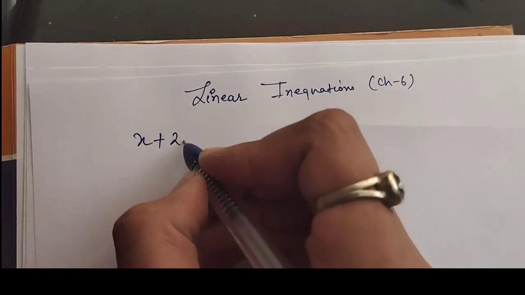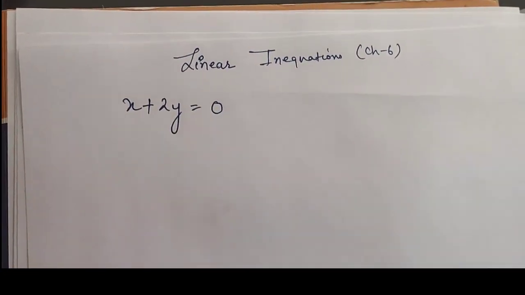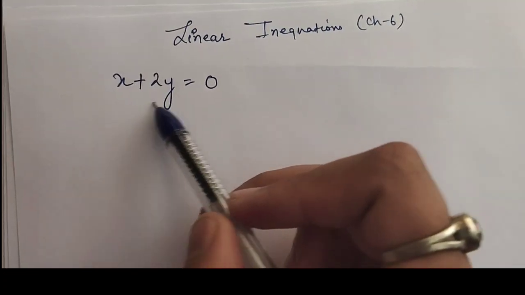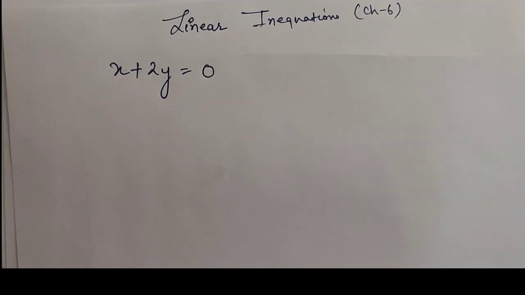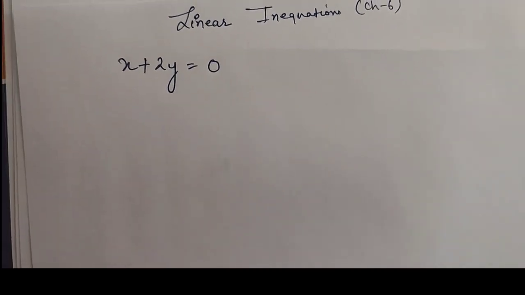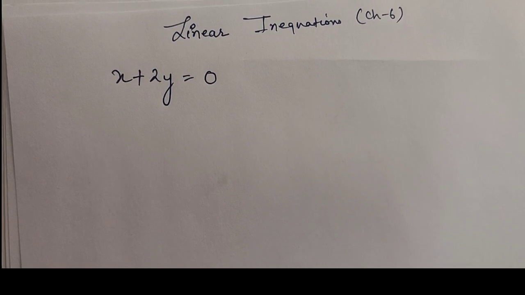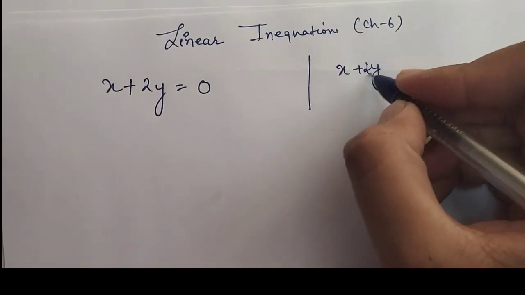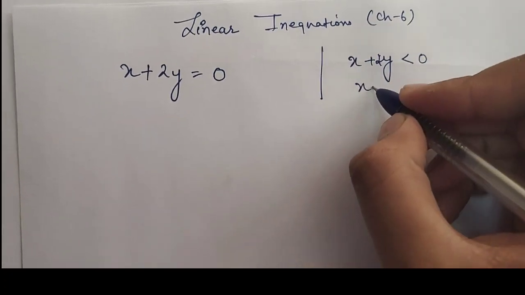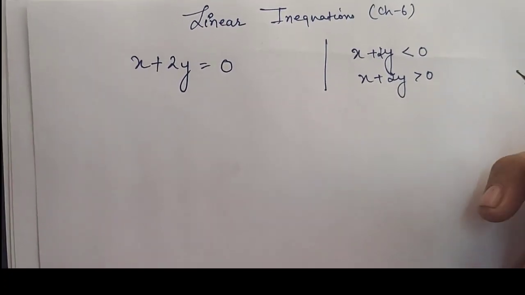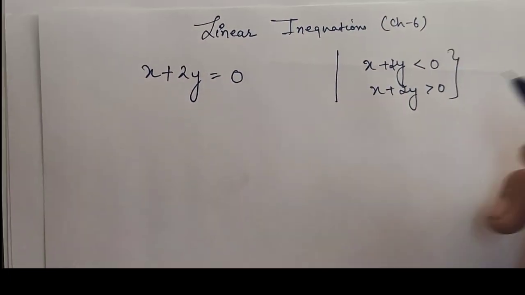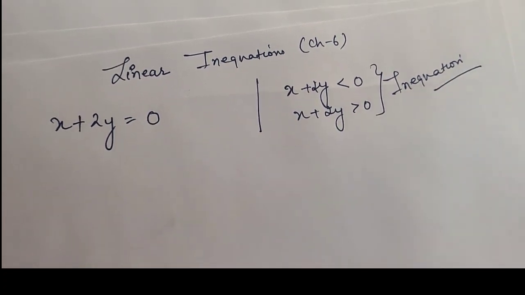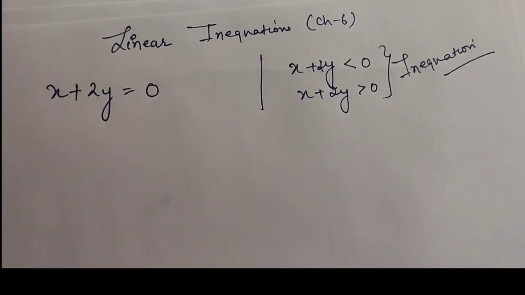If you have x plus 2y is equal to 0, or anything that is equal to something, the sum of variables and the operations of variables is equal to something, then it is an equation. And if it's in the form of less than or greater than, then this is called an inequation. Clear? That is the main difference.